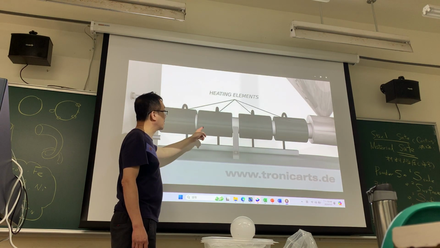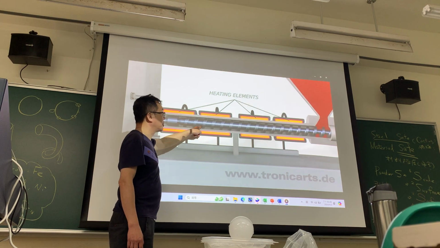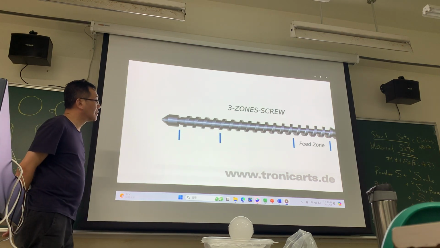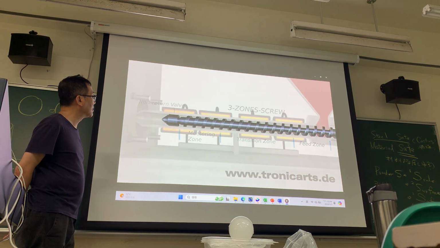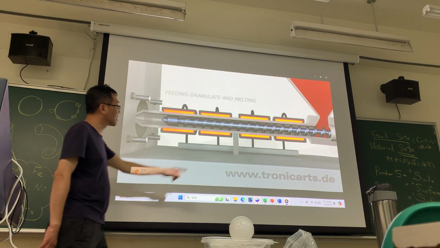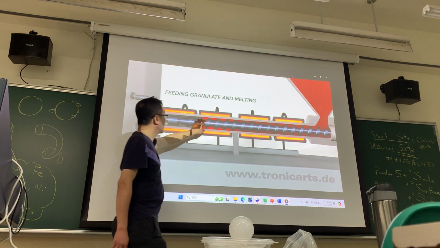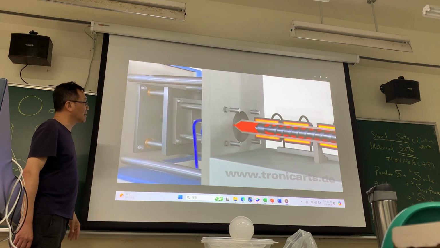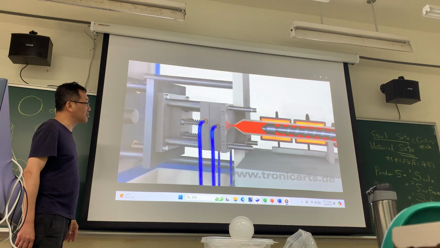Okay, this is the barrel, the barrel and screw, and the material is here. The zones are the feed zone, transmission zone, and metering zone. The material goes out, and the rotation moves the material forward into here. The heating, and the injection.